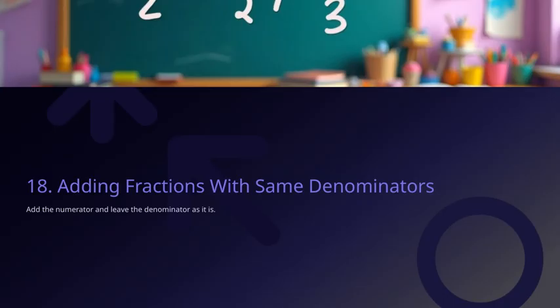This makes the process straightforward because the denominator, which shows how many equal parts the whole is divided into, remains unchanged. It's an important concept because it allows us to combine fractions quickly and accurately when they share the same denominator. Remember, the main step is to focus on adding the top numbers, the numerators, and leave the bottom number, the denominator, alone.